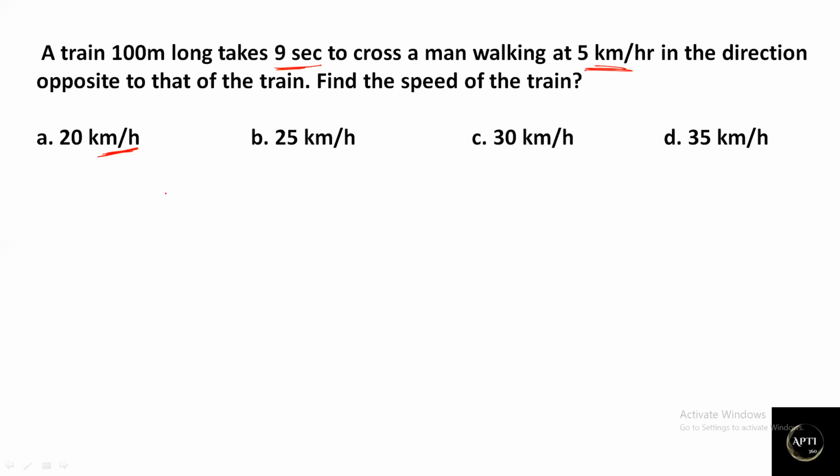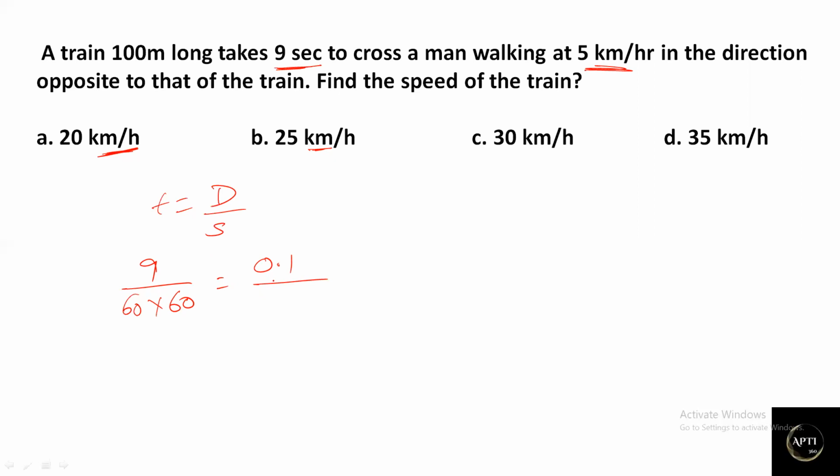Here we know that time is equal to distance divided by speed. So I'm substituting the time. Time is 9 seconds, right? When we want to convert 9 seconds to hours, we know that 1 hour is equal to 3600 seconds, 60 times 60. So based on similar logic, I'm converting 9 seconds to 9 by 60 into 60 hours. Distance is 100 meters. If you observe the options, they are in kilometers. So 100 meters means 0.1 kilometer, divided by the speed.